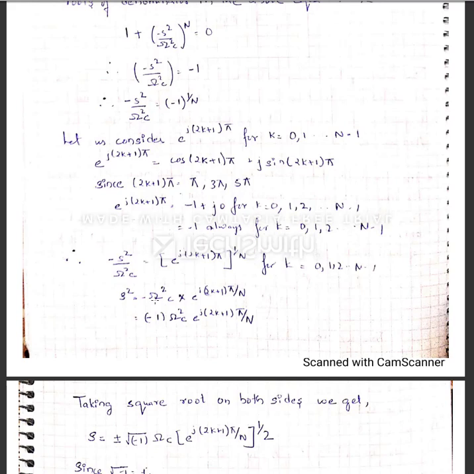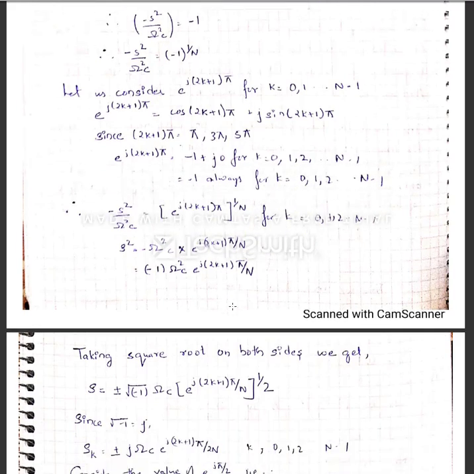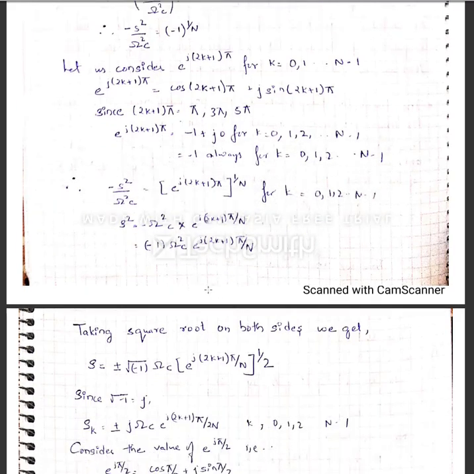So how did we get this? So s square is equal to, we had this, nothing we have done. This is minus 1, the minus sign is there, this minus is taken to this side, so we have written this as minus 1 omega c square into e to the power, the same terms remain. Okay. Now when we take the square root of this, what happens? This becomes s, and this becomes plus or minus root of minus 1 omega c, e to the power j(2k plus 1) pi by n, whole to the power 1 by 2.